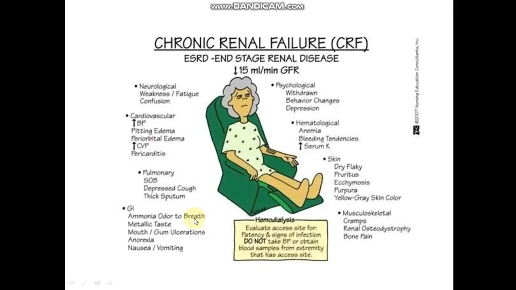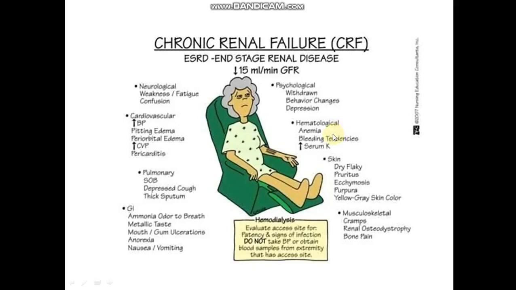So if the patient, for example, in case of GIT involvement, may complain of anorexia, nausea, vomiting. With cardiovascular involvement, the patient may suffer from an increase in the blood pressure, or what we call pitting edema within the legs, or periorbital edema around the eye. Actually, there is an increase in the blood pressure because the kidney lost its function, so there is fluid overload, and this will affect the blood, and this will lead to an increase in the blood pressure.